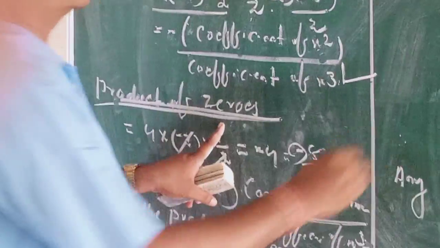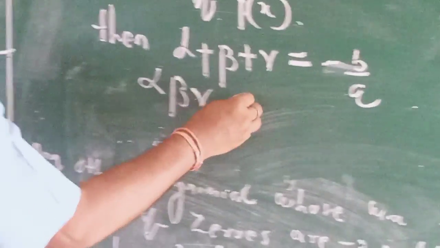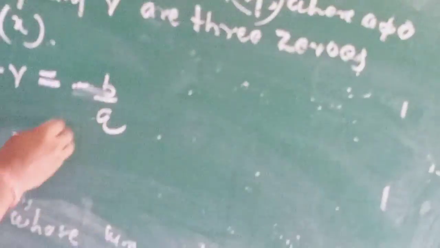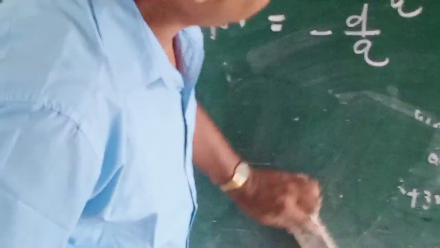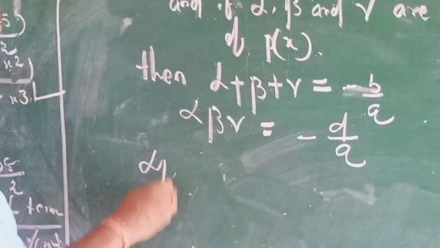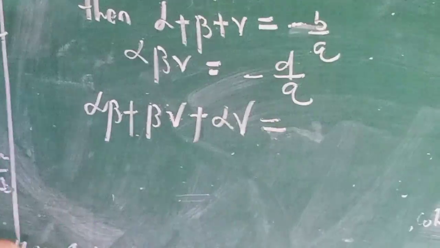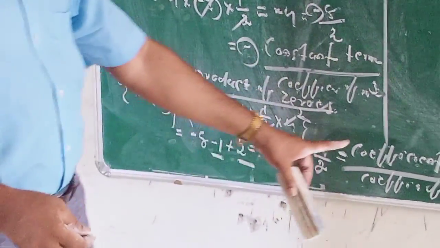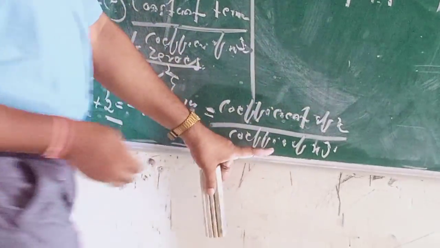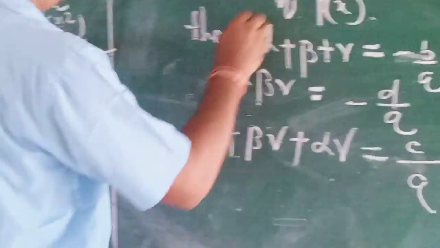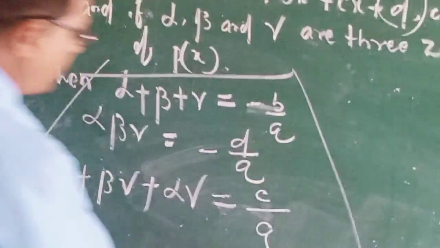Then the product of zeros, alpha beta gamma, is equal to minus constant term by coefficient of x cube. What is the constant term? d. So minus d by a. Then last, alpha beta plus beta gamma plus alpha gamma is equal to the sum of the product of zeros, coefficient of x by coefficient of x cube, which is c by a. So this is the formula for the cubic polynomial.